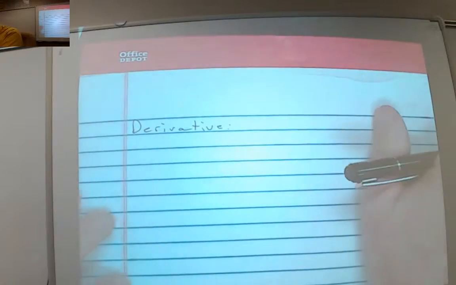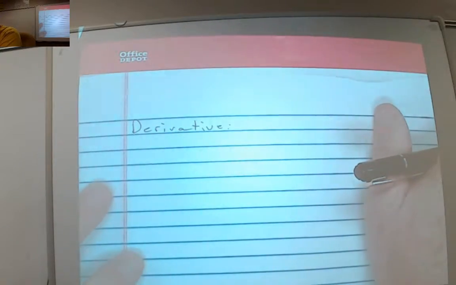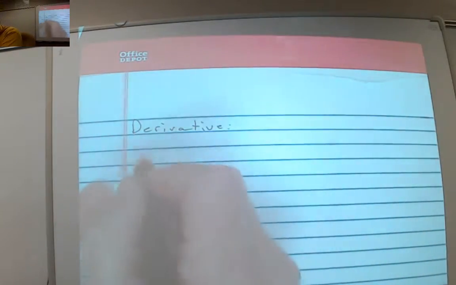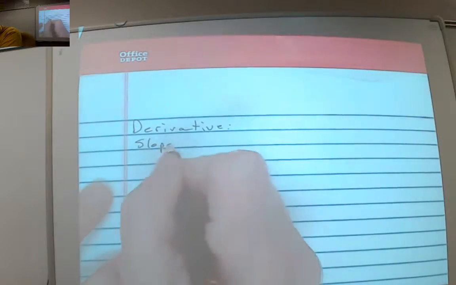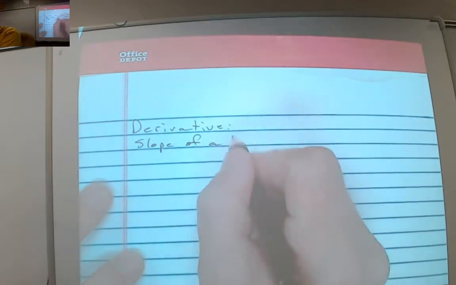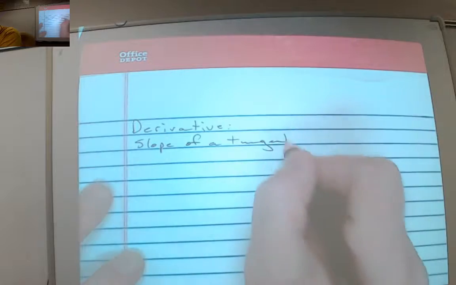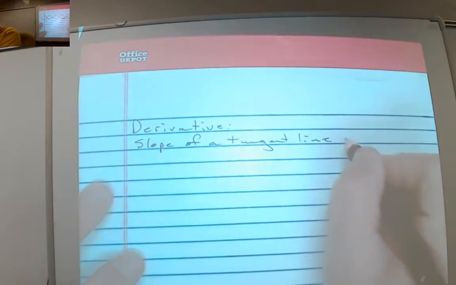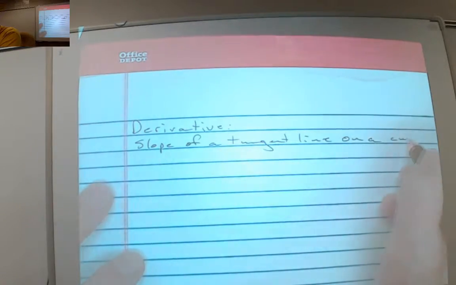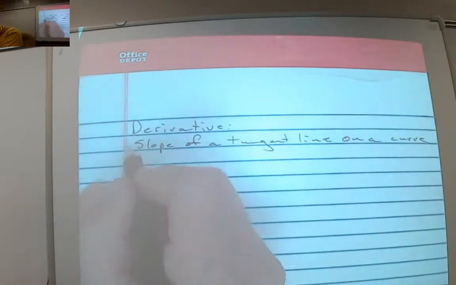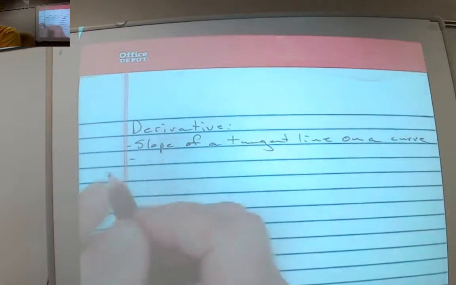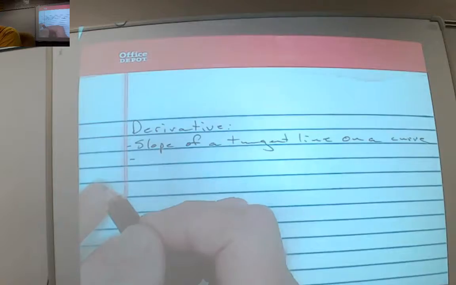Jack, what is a derivative? It's the slope of a tangent line on a curve. Yes. Okay. Ben, what else is it? Instantaneous rate.